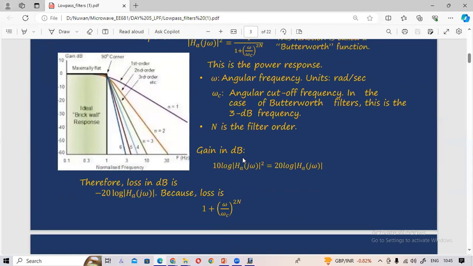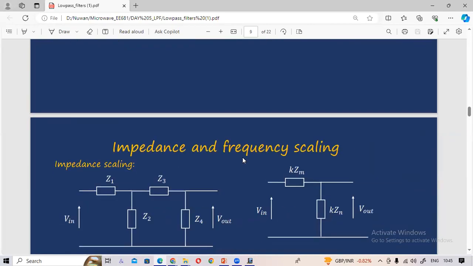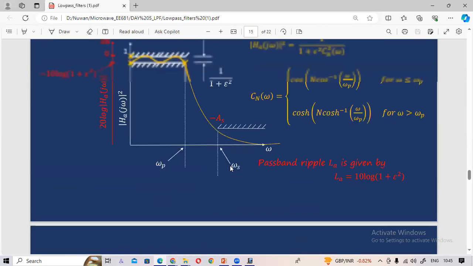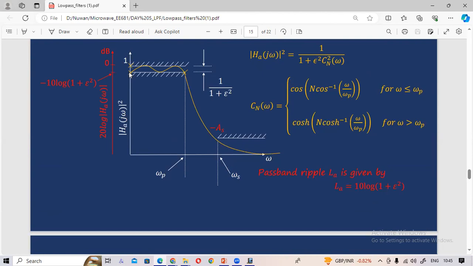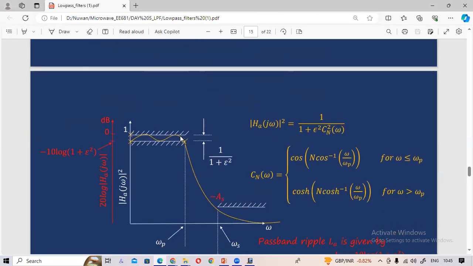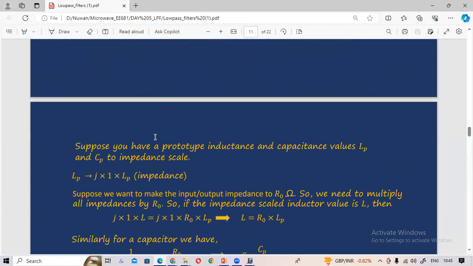Chebyshev means the pass band and stop band are not smooth and flat. Here you can see the Chebyshev filter. In the Chebyshev filter, the pass band has a ripple. And for the elliptic filter, both the pass band and the stop band have a ripple. That is elliptic. So that is based on the function. These are not in scope.